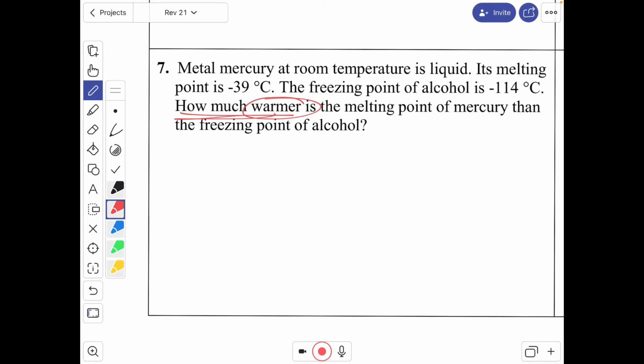How much warmer? That means we're going to be subtracting. Remember what I said before? We put the bigger number first when we're subtracting. So which one is bigger? Negative 39 is bigger. Remember in the number line, negative 39 would be farther to the right. Minus negative 115.